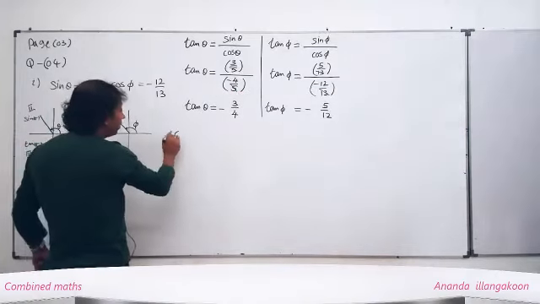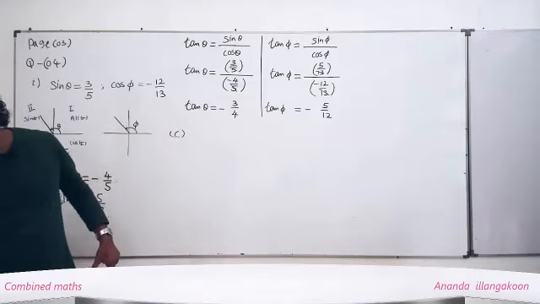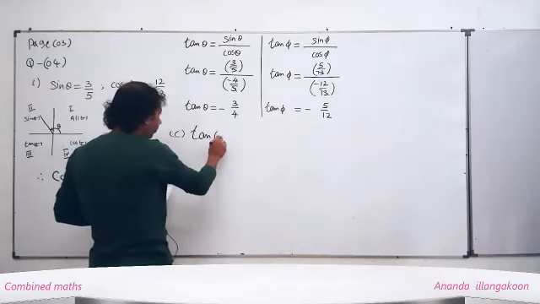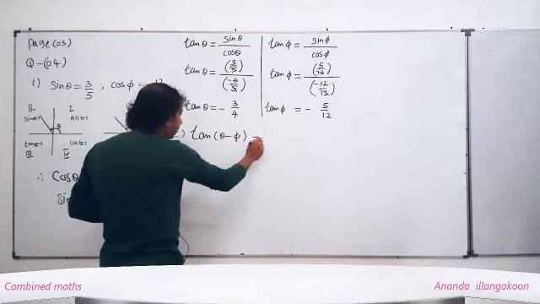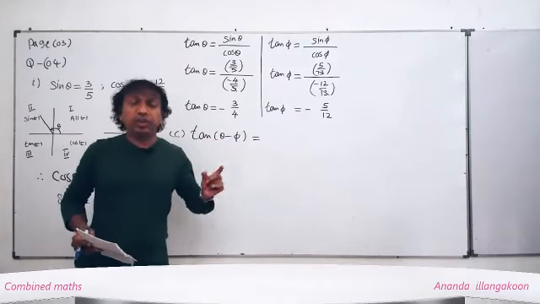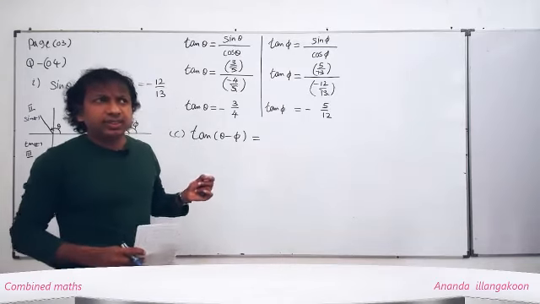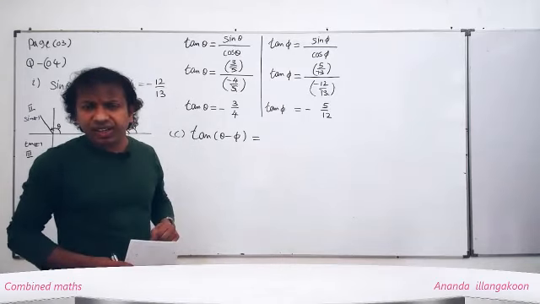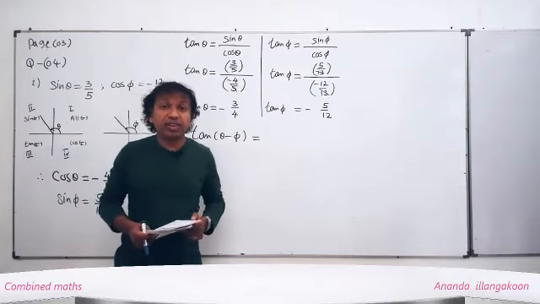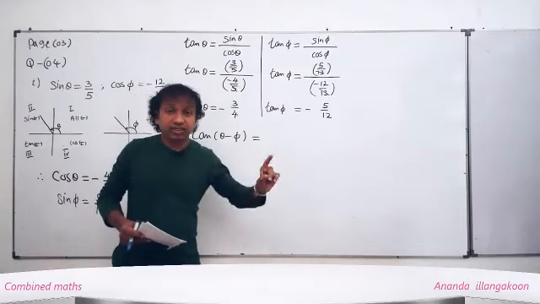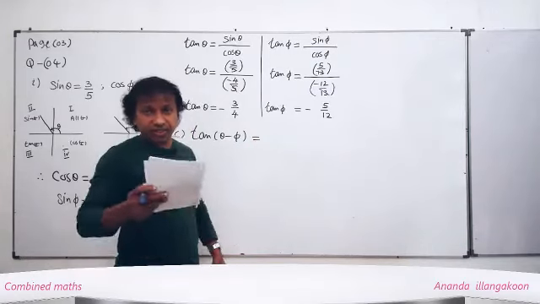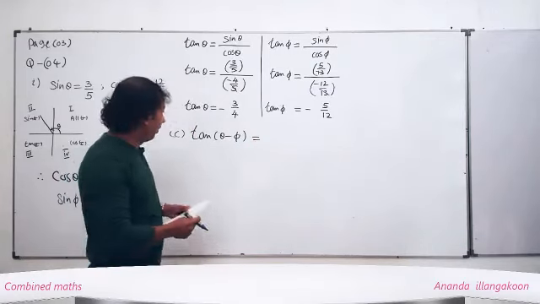Part C is asking what? Tan theta minus phi. This is like tan A minus B. What is tan A minus B? It is formula number 6 under the A B formula. Can you remember? Formula number 6. What is tan A minus B? Tan A minus tan B divided by 1 plus tan A tan B. Can you understand that? You can remember, I think. Yeah. Right.